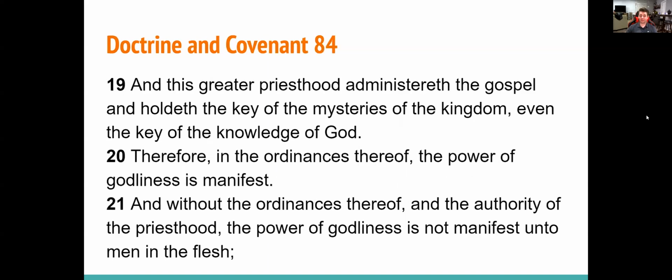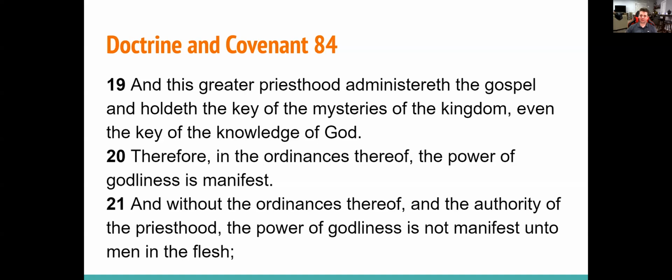And then my first Doctrine and Covenants section is section 84. And I won't read the whole thing, but I'll read the first verse. And it says, "And this greater priesthood administereth the gospel, and holdeth the key of the mysteries of the kingdom, even the key of the knowledge of God." And this is really why I love this section. This has always been an important section to me as a priesthood holder to refer to for learning some of the keys that are important to me.